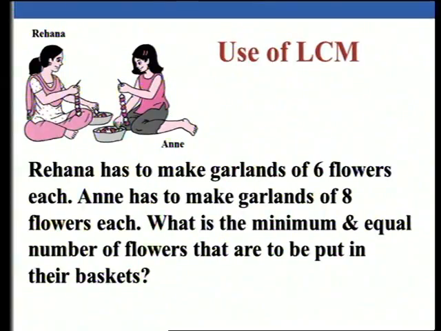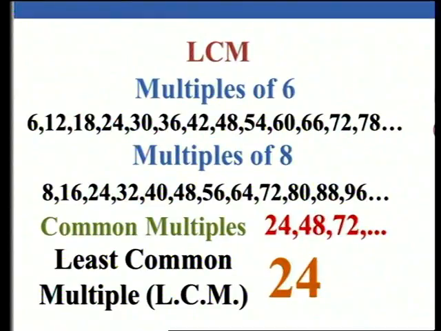To see the use of LCM in real life, we will move on to the next slide. Here Rehana has to make garlands of 6 flowers each, and Anna has to make garlands of 8 flowers each. Now the question is, what is the minimum and equal number of flowers that are to be put in their baskets? How to find it? Here Rehana needs the number of flowers which are multiples of 6, whereas Anna needs the number of flowers which are multiples of 8. To find the minimum and equal number of flowers, let's find their LCM.